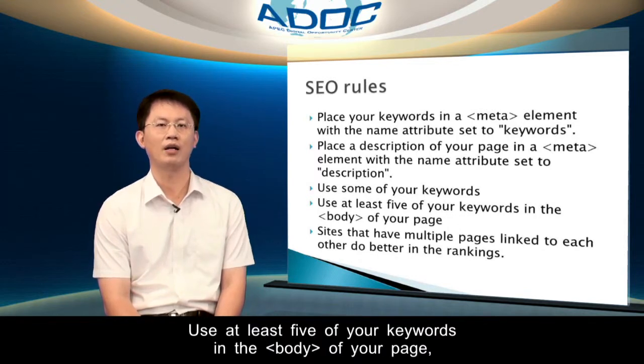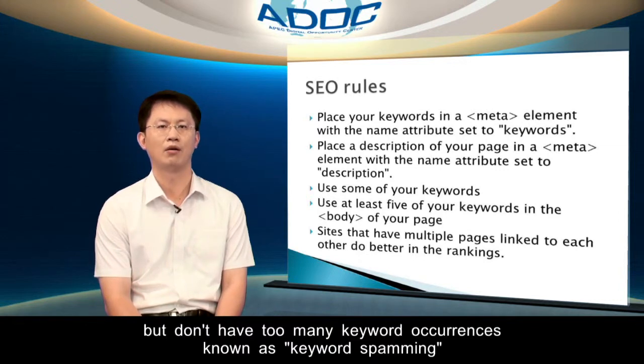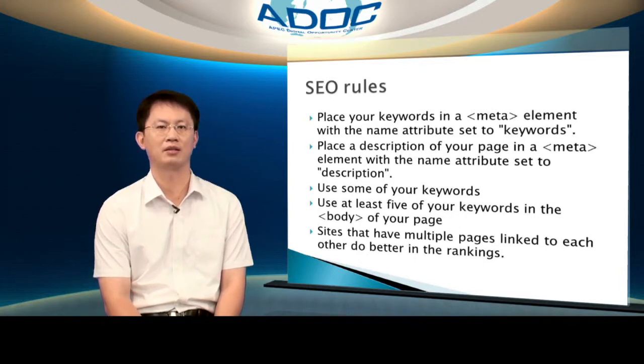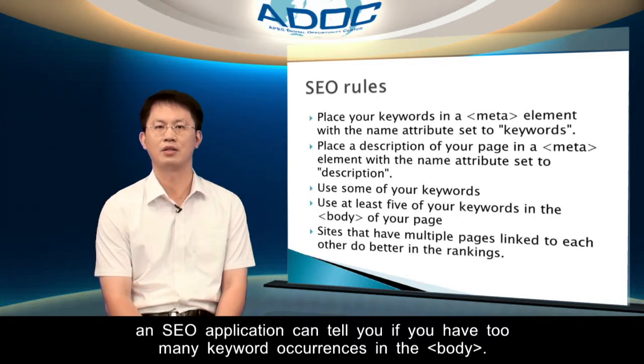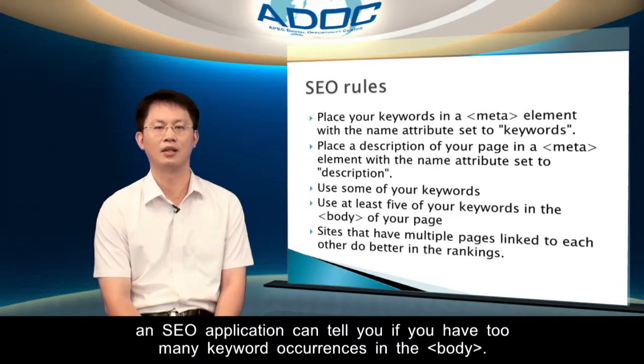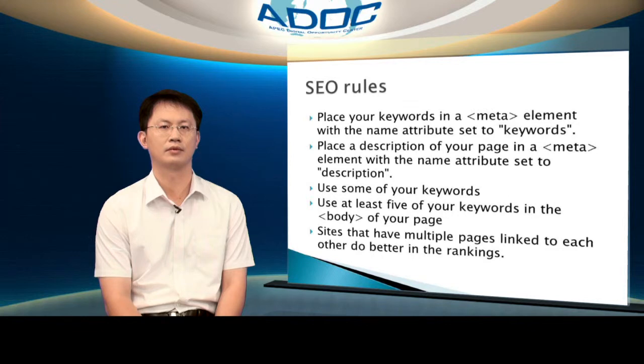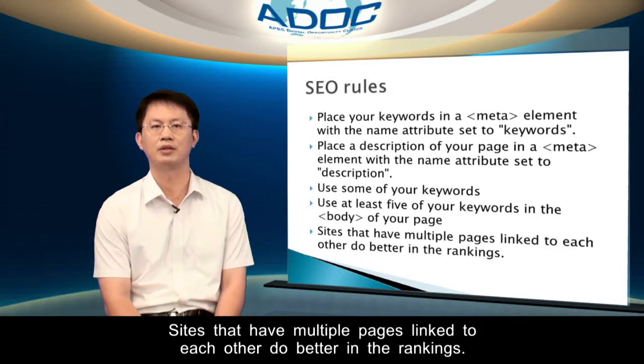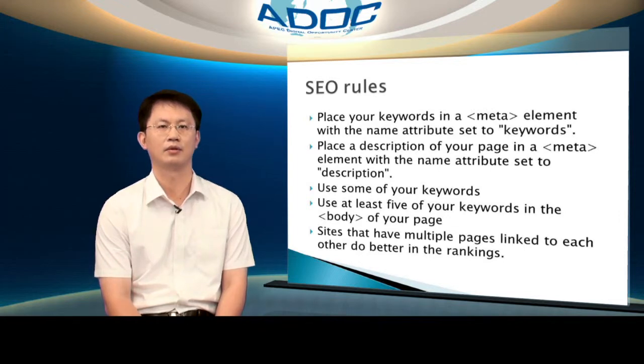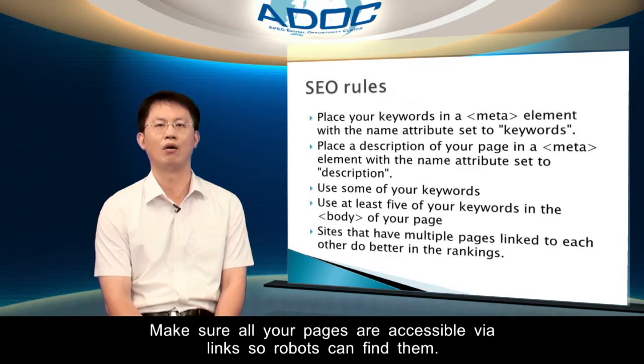And use at least 5 of your keywords in the body of your page. But don't have too many keyword occurrences, known as keyword spamming. An SEO application can tell you if you have too many keyword occurrences in the body. Sites that have multiple pages linked to each other do better in the rankings. And make sure all your pages are accessible via link, so robots can find them.